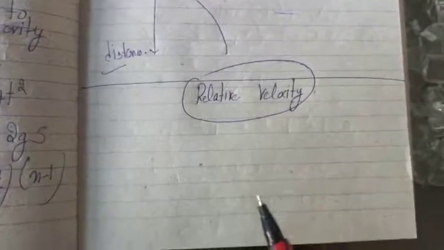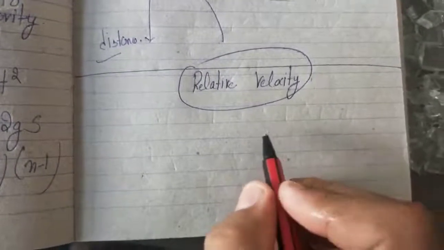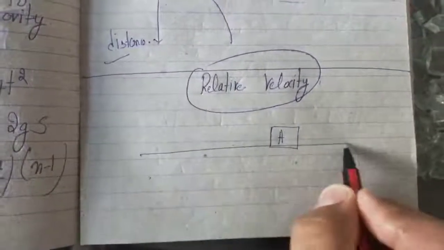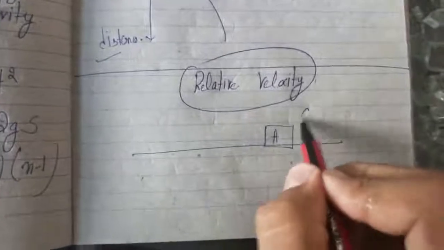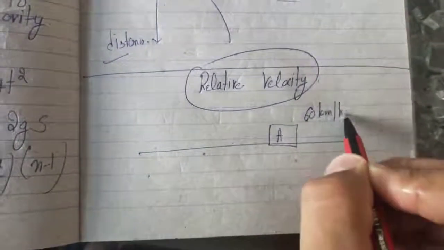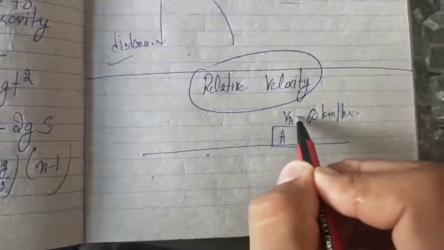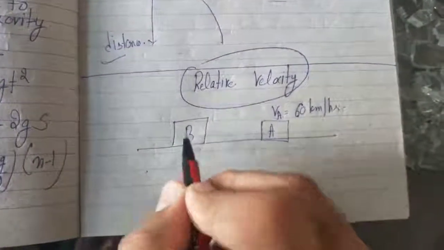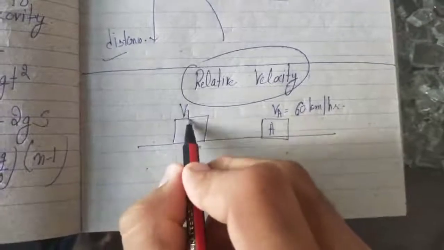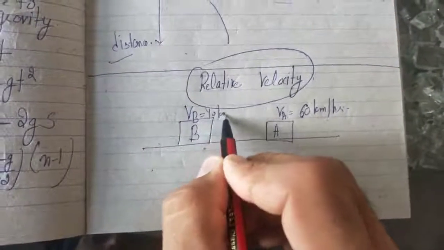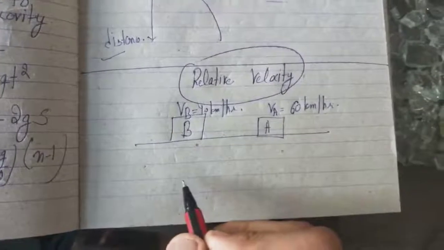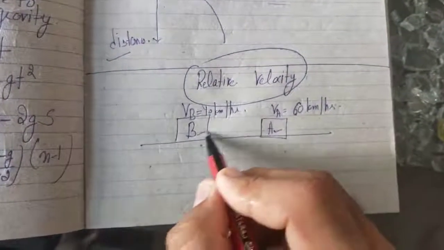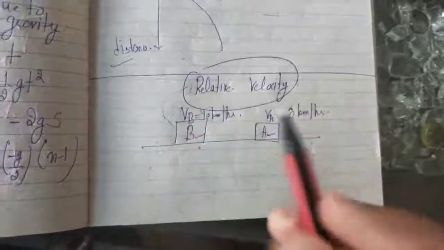So next topic is relative velocity. Suppose object A is moving. A is a car, moving on the road with 60 km per hour. The velocity of A is this. And B is also moving on the road. Car B is also moving on the road, and the velocity of B is 40 km per hour. Then the velocity of A with respect to B will be known as relative velocity.